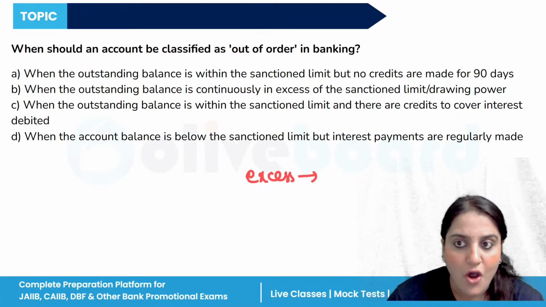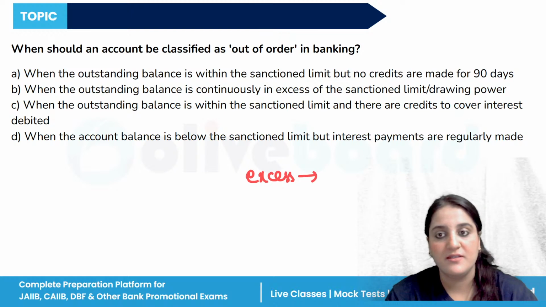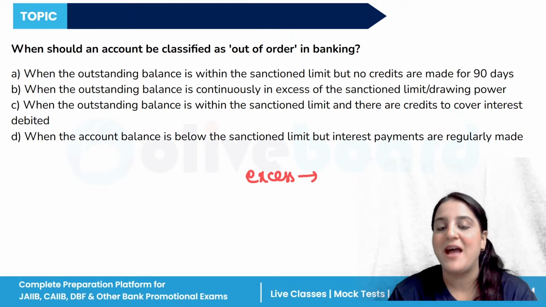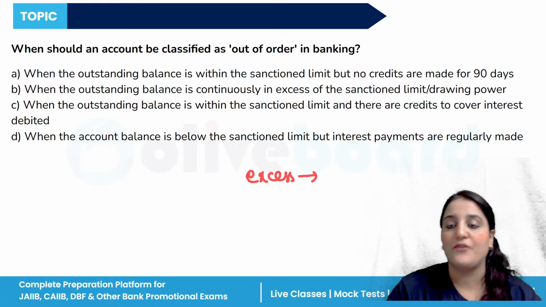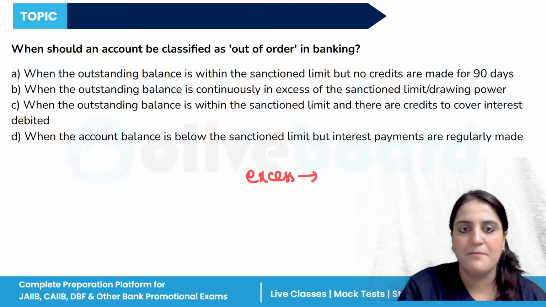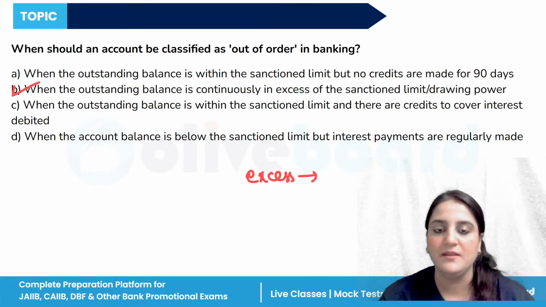So when we read the options, you will find which option is correct: when the outstanding balance is continuously in excess of the sanction limit or drawing power. That means option B is correct.